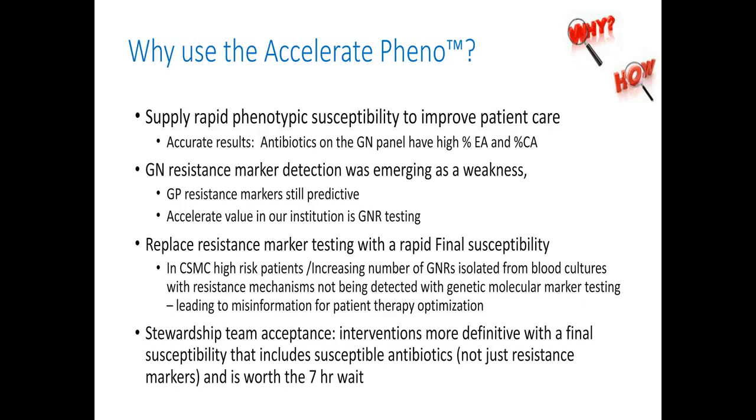Thank you for that answer. Our next question is, if you were in an institution that did not currently have resistance marker testing, would you utilize the Accelerate Pheno system for gram-positive blood cultures? And what other circumstances would you recommend using this device for all positive blood cultures? That's a very interesting question. If you lack resistance marker testing in your own institution, I think one should certainly look at the use of the Accelerate for both gram-positive and negative infections.